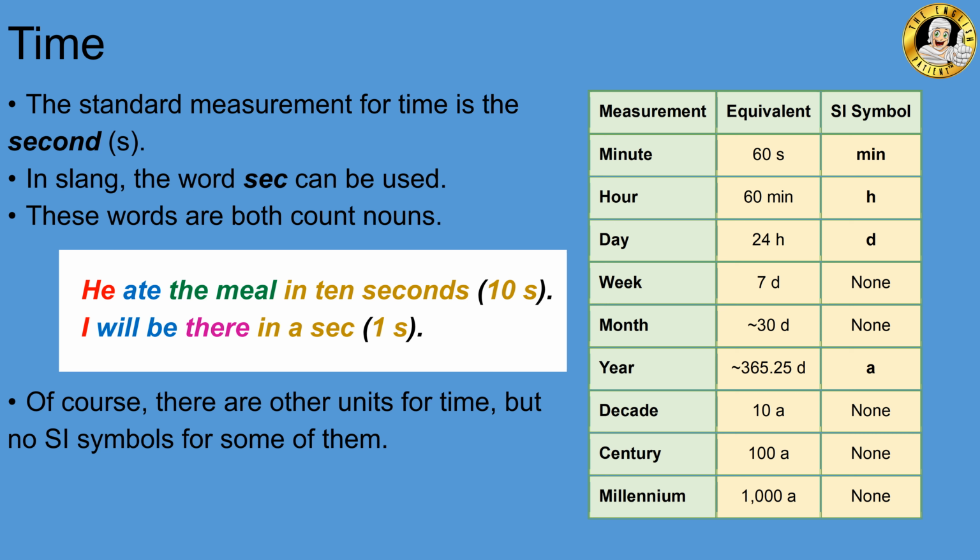For year, this is approximately 365.25 days. There is an SI symbol, and this is a, as in anno from the Latin, meaning year. And then for a decade, which is a period of 10 years, there is no SI symbol. A century is a period of 100 years. There is no SI symbol. And a millennium is a period of 1,000 years. And again, there is no SI symbol here.